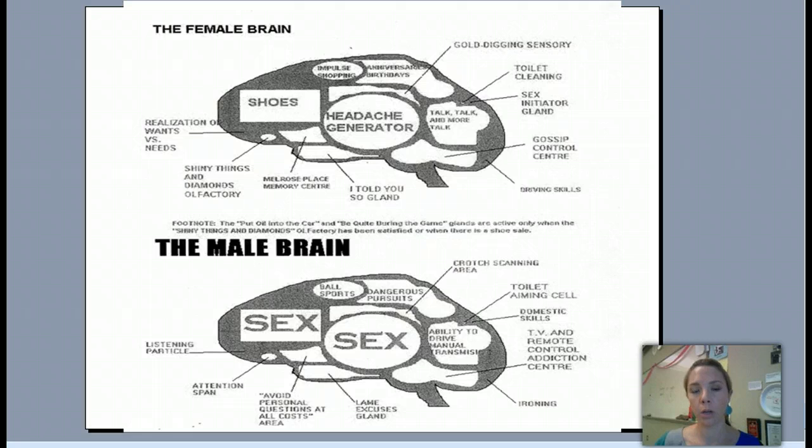Now, the brain notes are going to be cut up into 3 different lectures, and we're going to first start out with looking at how we know what we know about the brain. So its structure and the way it's physically set up.